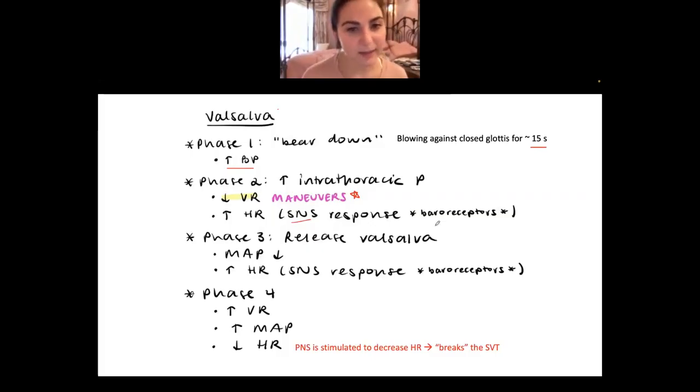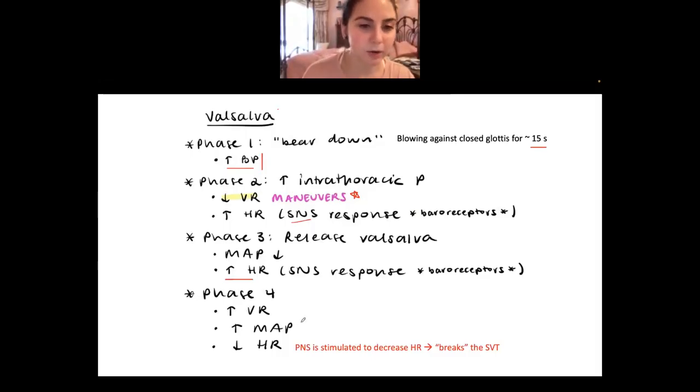Then you release it, so you stop blowing, and your pressure is going to go down super quick, immediately, because we increased it by blowing. Now it's going to drop super fast, quicker than the heart rate can go down. The baroreceptors, remember, kick in pretty quickly, but not as quickly as the pressure drops when you release Valsalva. Your heart rate is going to stay up for a little bit. It's like on high alert. And then with phase 4, everything kind of starts to go back to normal.